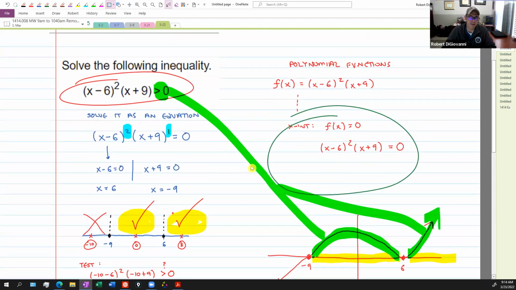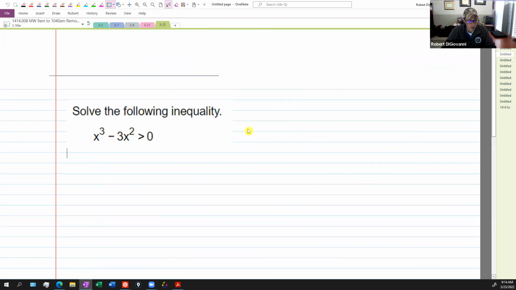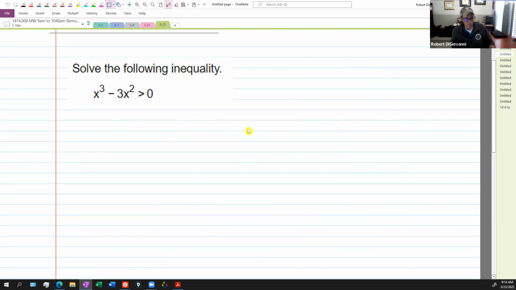Big idea is that this is very much connected to graphing polynomial functions, something we've already done. And the more we understand about this, the easier this is going to be for us to do. All right, let's try this one. The left side of this looks like a polynomial, doesn't it? X cubed minus 3x squared greater than 0. We have a polynomial inequality. So is the previous one, polynomial inequality.